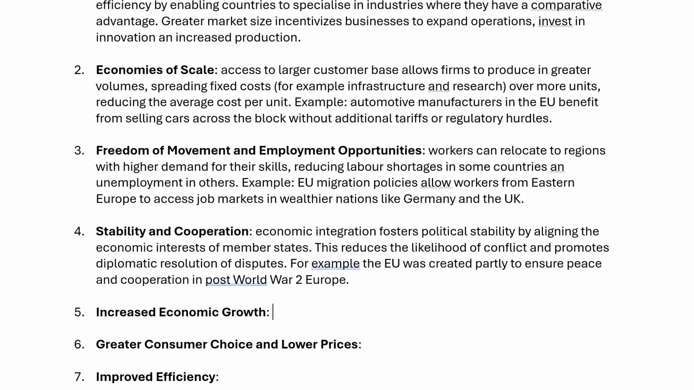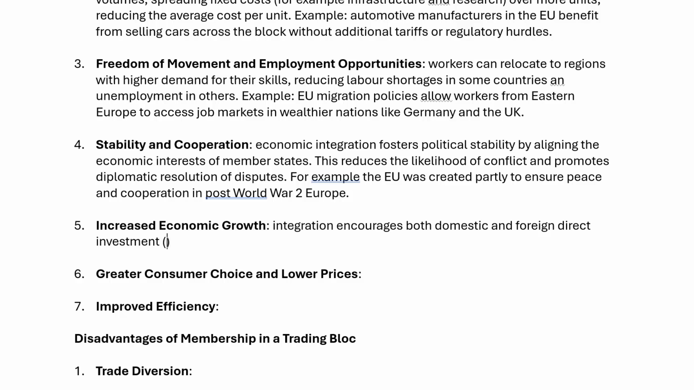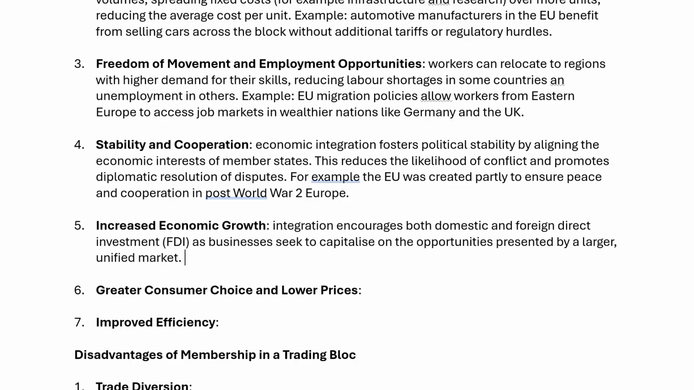The next benefit is this idea of increased economic growth. Integration encourages both domestic and foreign direct investment, as businesses seek to capitalize on the opportunities presented by a larger, unified market. Refer to the diagram in the previous section. Good. A couple more to go.